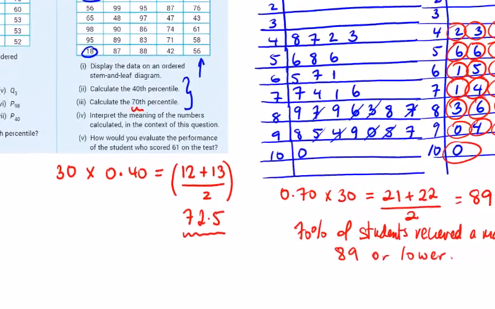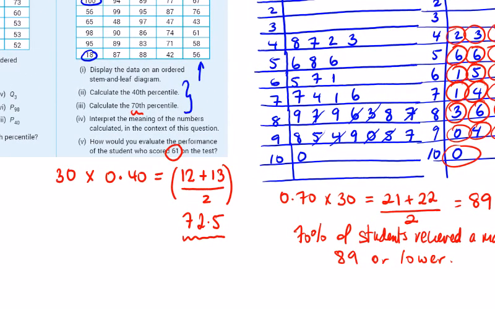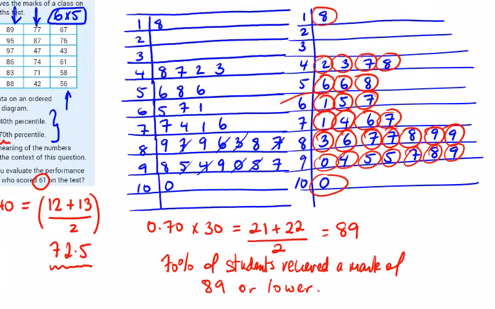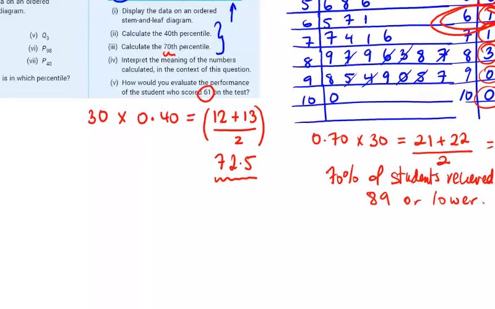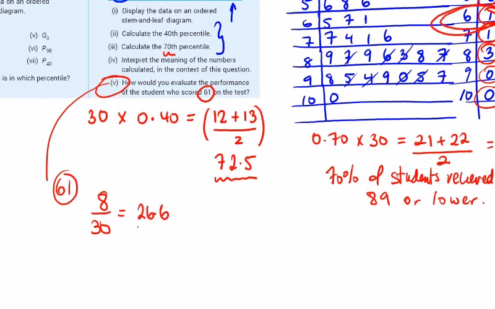So we look at that lower part in context of the 61. 61 is here. How many scored lower? 3 and 5 is 8 scored lower. So for the 61, 8 scored lower out of 30, which is equal to 8 over 30, 26.6. So we could say then that 61 is in the 27th percentile, or at the 27th percentile.